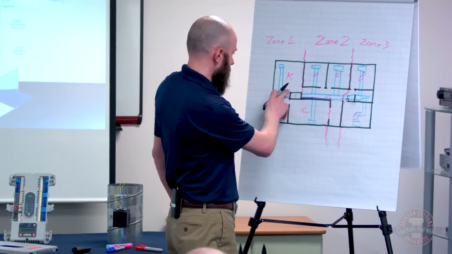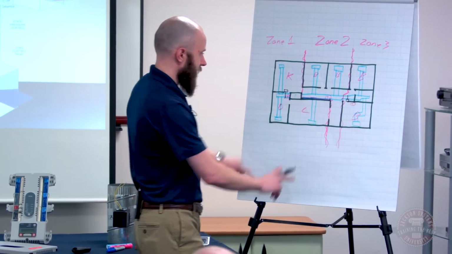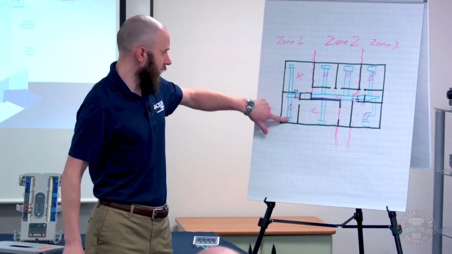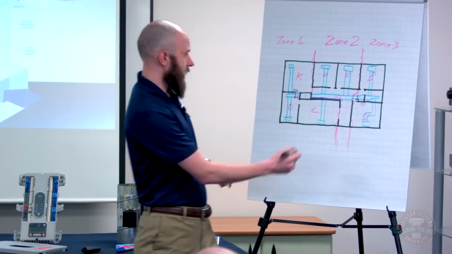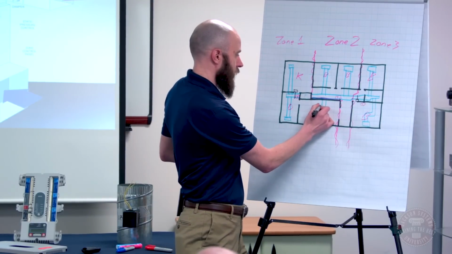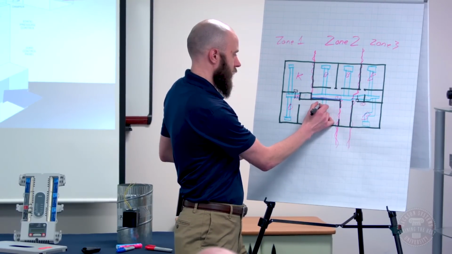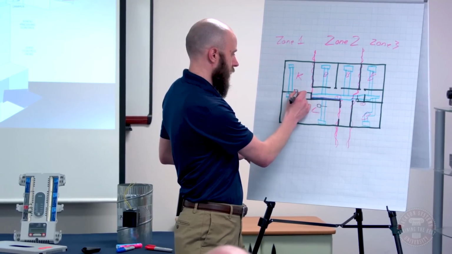So I still need to be able to get, so this line right here is part of zone 1. So I'm going to have to tie that in with that damper. So I'm going to need an additional damper for zone 1. And then those are just going to have to get tied together.